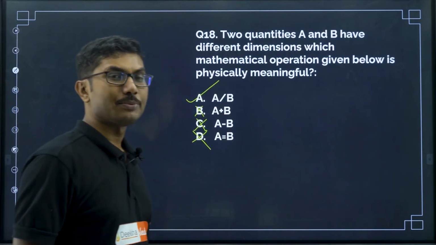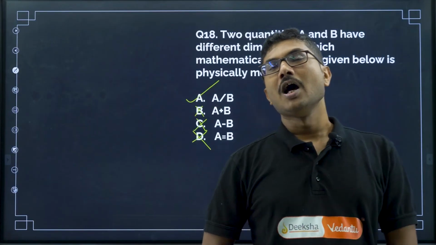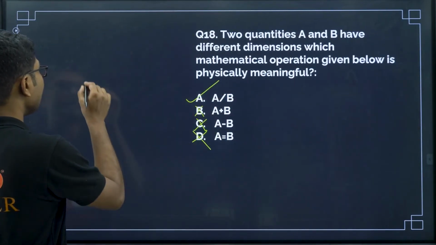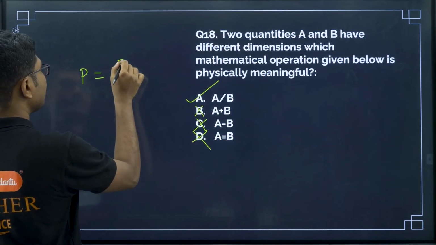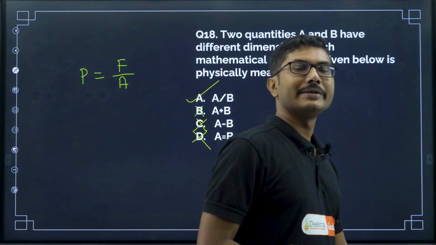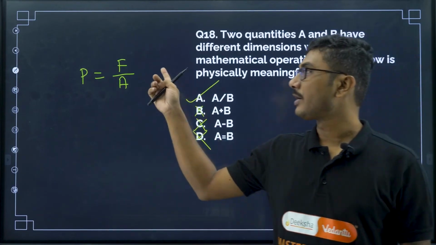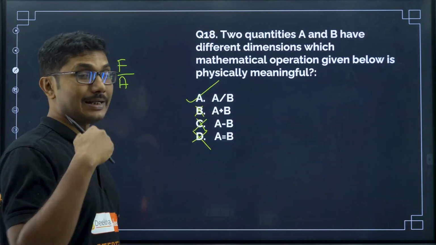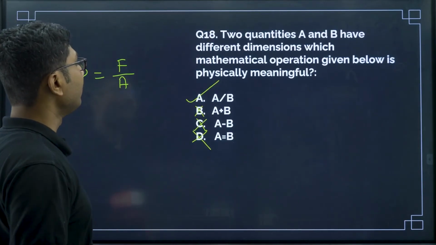A by B is possible because you can divide quantities having different dimensions. For example, pressure equals force by area. Force has some dimension and area has a completely different dimension, but still you can find pressure by dividing force by area. So this is a meaningful calculation.